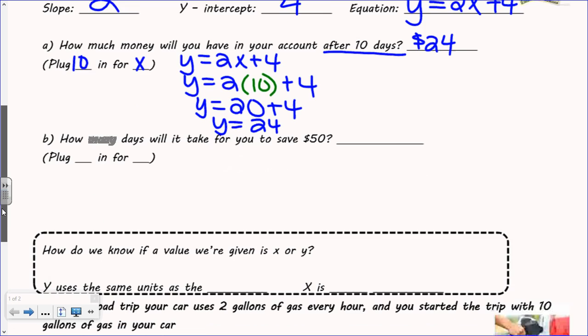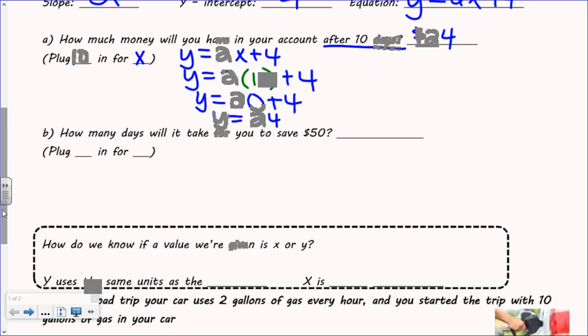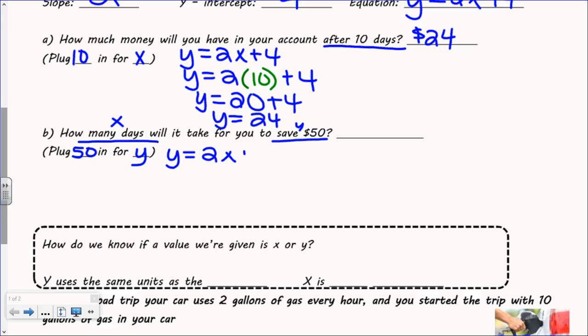So now part B is how many days will it take for you to save $50? So we're trying to figure out the days, which we saw was the x. And you want to say you have $50, so that must be your y. So now we're going to plug in 50 for y. So again, we're going to write our equation, which we figured out above, which was y equals 2x plus 4, and then substitute in 50 for y.